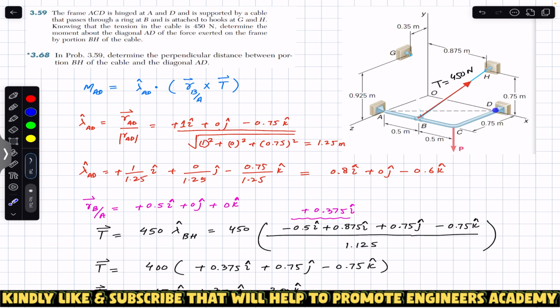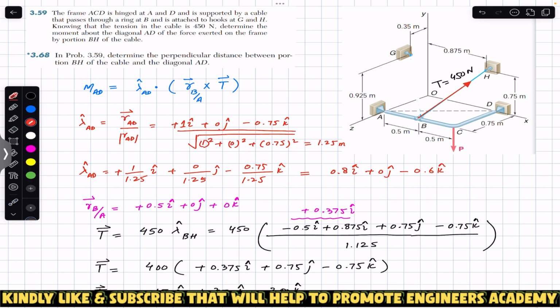Or we can find the moment about point D. If we find the moment about point D, that will be R of D relative to B cross product with that tension T. So that will give us the moment about D. Once we find the moment about A or D, then we will take the dot product of that particular moment with the unit vector acting from A to D. I can write that formula here for you.